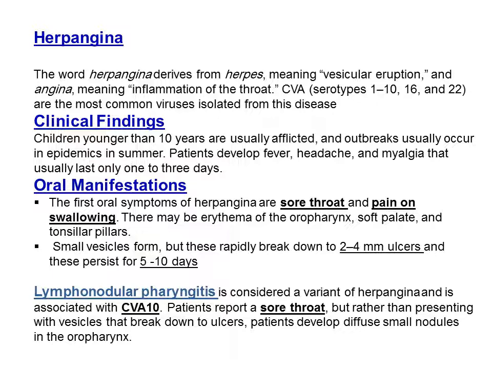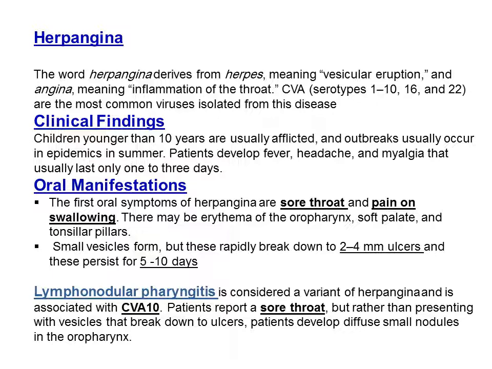Clinically, children younger than 10 years old are affected. The outbreak is mostly epidemic in summer. Patients develop fever, headache, and myalgia, which may last for 1 to 3 days. Oral manifestation: the first oral symptoms of herpangina are sore throat and pain on swallowing.